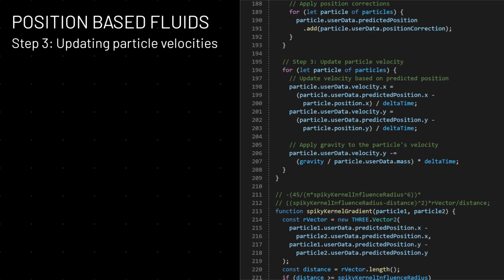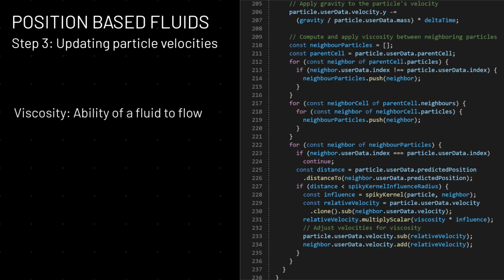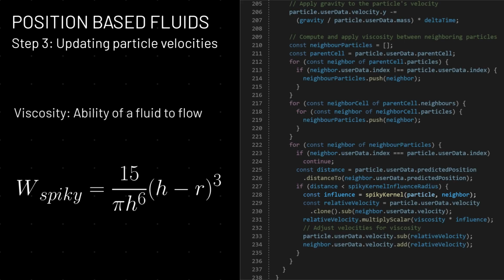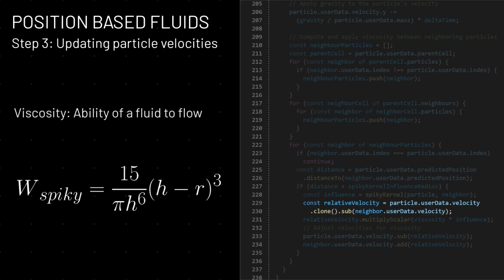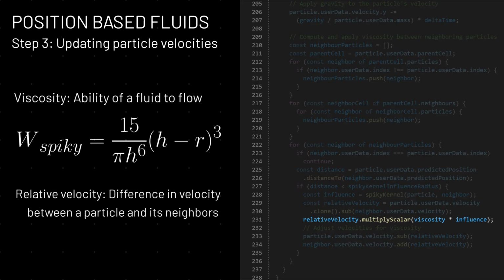Something else we need to account for is the fluid's viscosity. Viscosity is defined as the ability of a fluid to flow. We can simulate it by letting the particle's velocity be influenced by the velocities of its neighbors. And we use the spiky kernel function we created earlier to determine the influence amount. We then calculate relative velocity, which is essentially the difference in velocity between a particle and its neighbors. Relative velocity is then multiplied by influence and scaled by a viscosity factor.